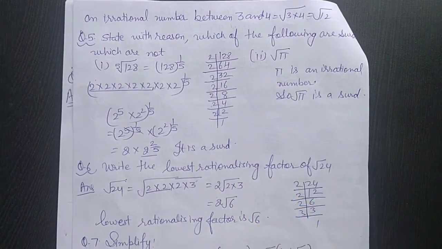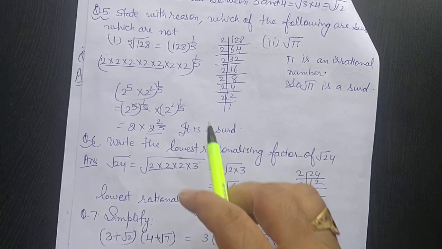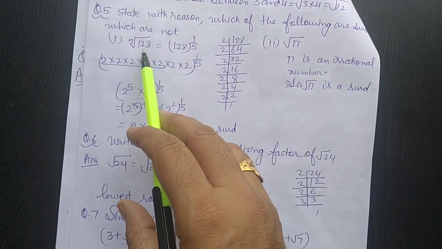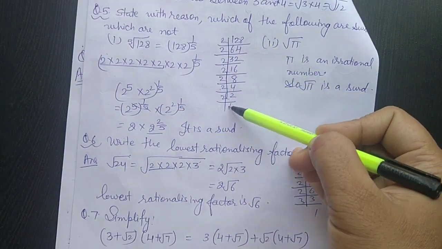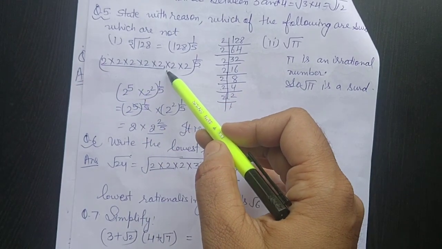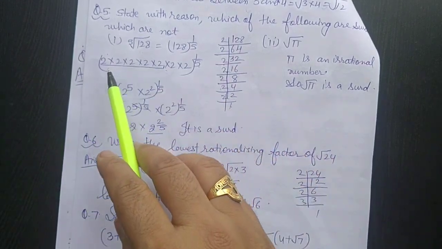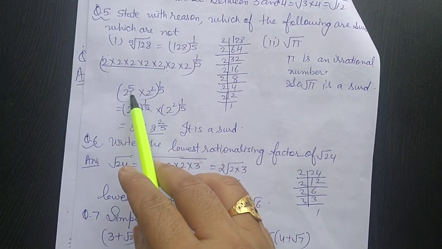Then question number 5: state with the reason which of the following are surds. So here 1/5 power of 128, just make the factors. Here the power is 5, so make factor groups of 5, meaning 1, 2, 3, 4, 5, five 2's are there, 2 raised to power 5.